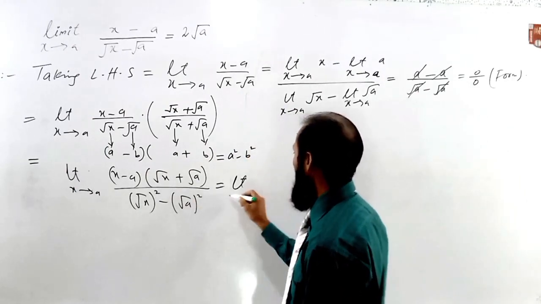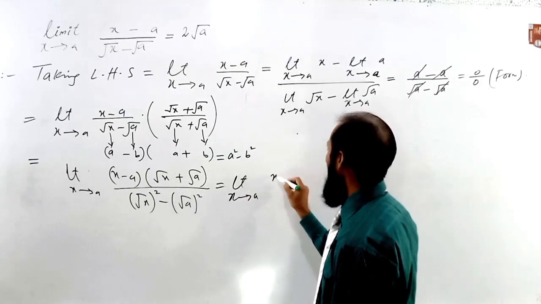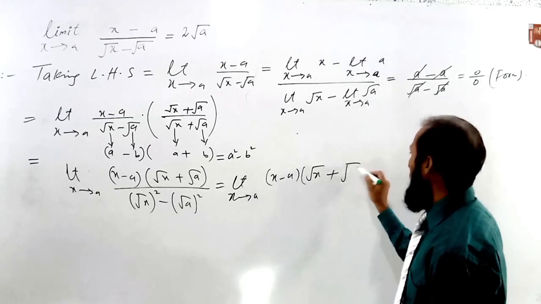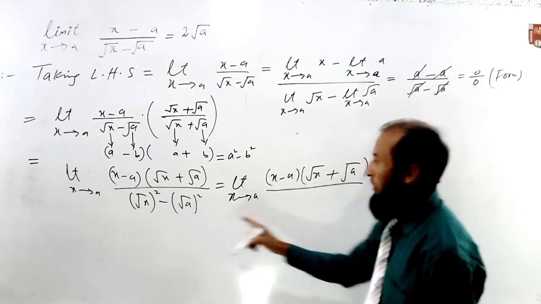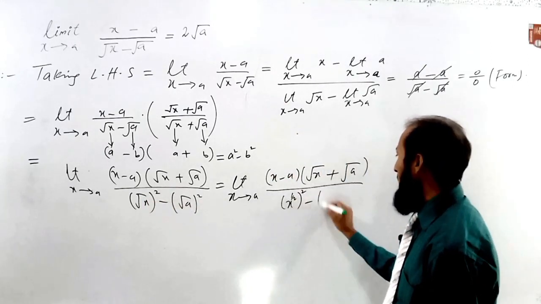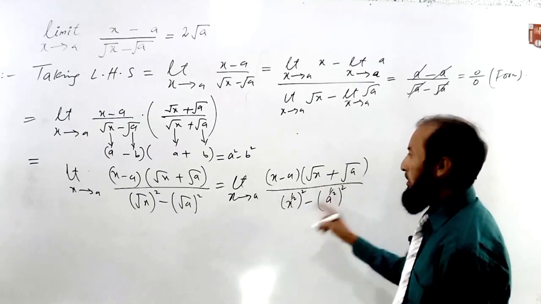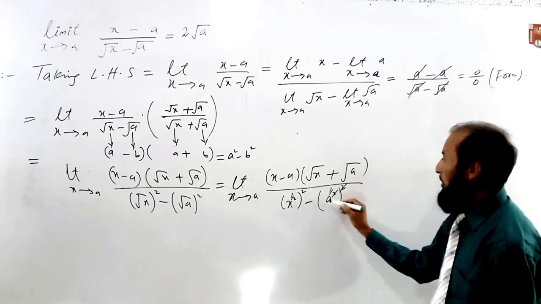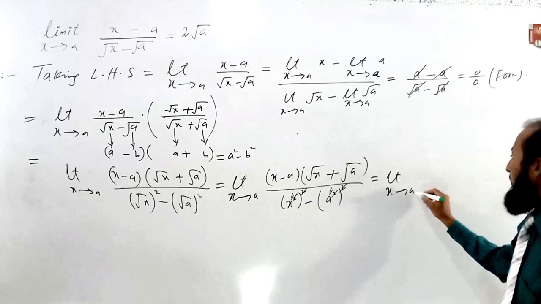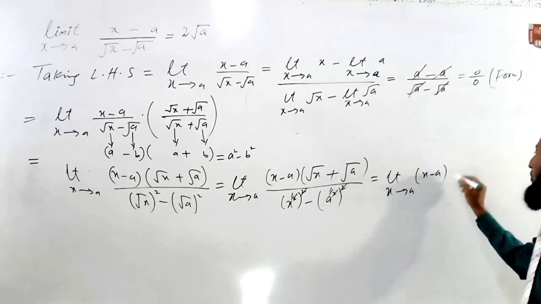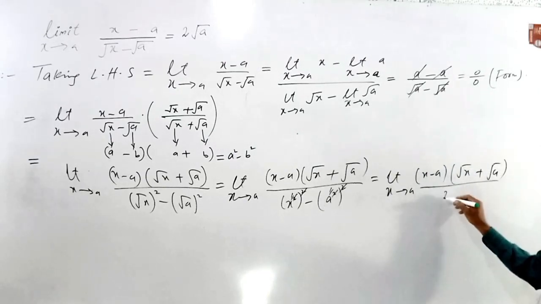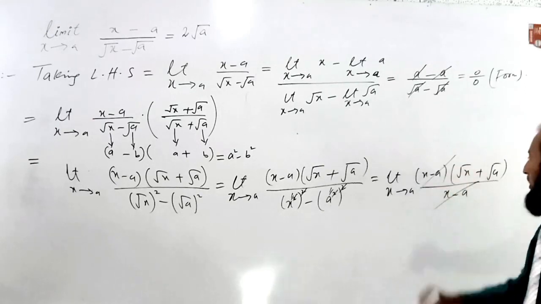Now limit x tends to a, (x minus a) into (square root of x plus square root of a), divided by: square root is equal to x to the power 1 by 2, so squared it gives x, minus a to the power 1 by 2, squared it gives a. So this term, x minus a, cancels in numerator and denominator. We can write limit x tends to a, (x minus a) into (square root of x plus square root of a) divided by (x minus a). Both cancel each other.